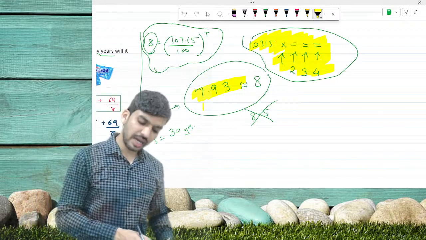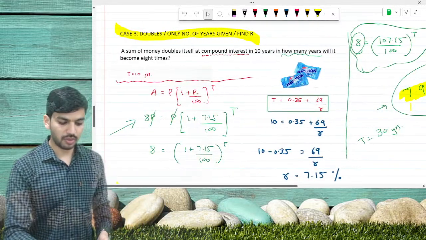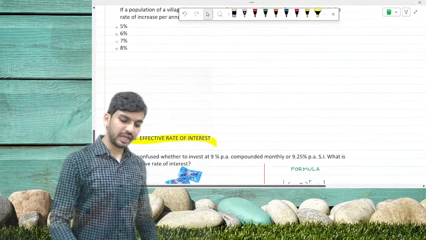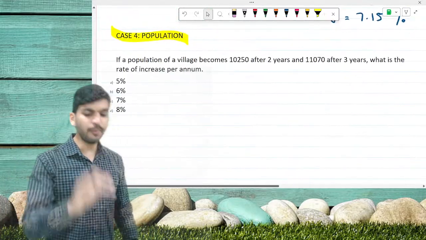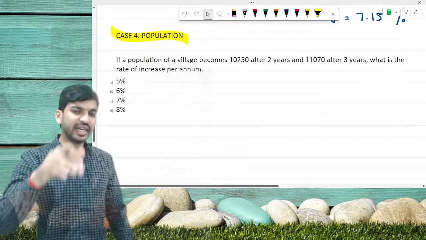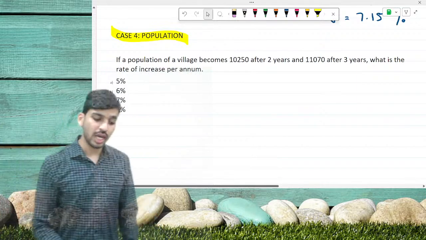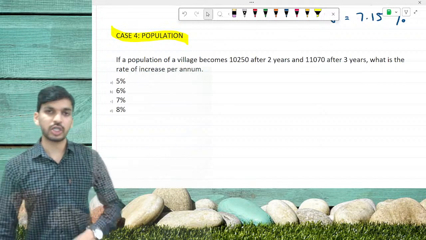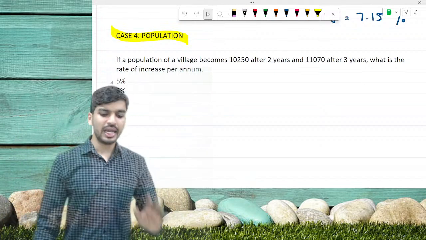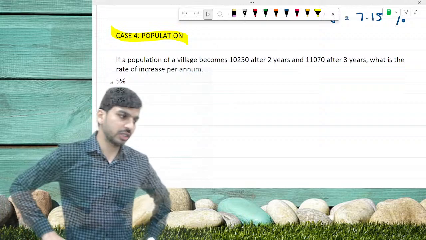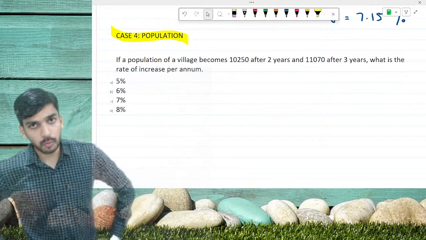Okay. Let's go for the next type now. All of you, let's go for case number 4. Very important and very easy case. Very important, because population kind of questions are always seen in your exams. The questions are based on population.